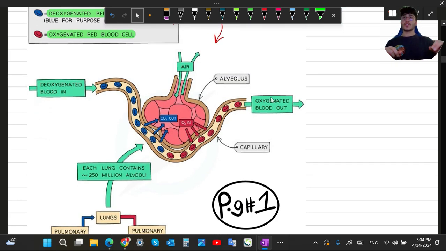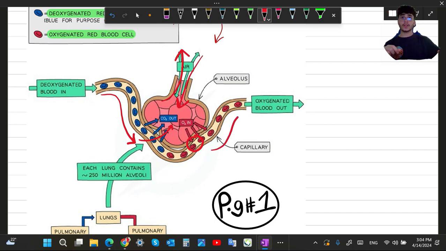This is the transfer of deoxygenated and oxygenated blood. So deoxygenated blood, as you can see, is going inside. As it goes inside, it goes into the alveolus. Gas exchange takes place here. Oxygen comes in, CO2 goes out. Then the oxygen enters the deoxygenated blood and makes it oxygenated, and the oxygenated blood goes out from the other side.